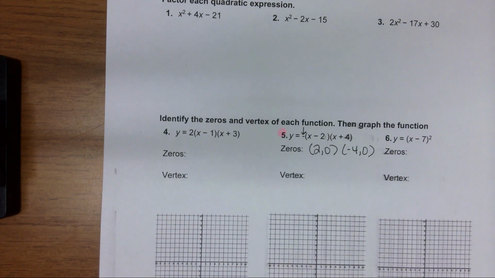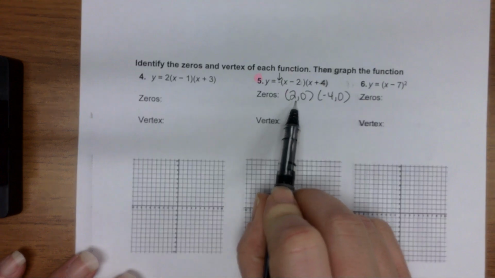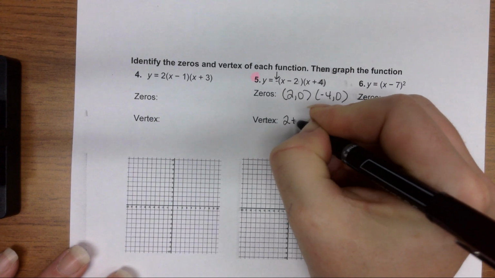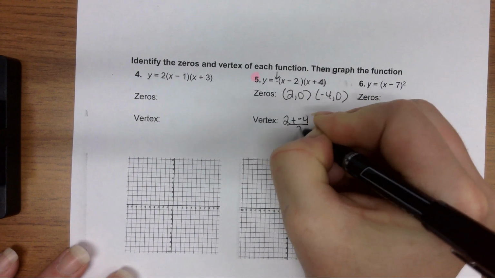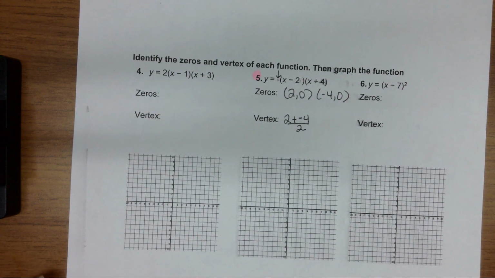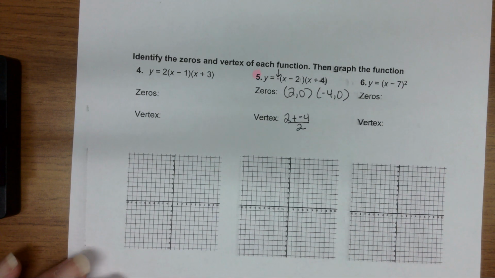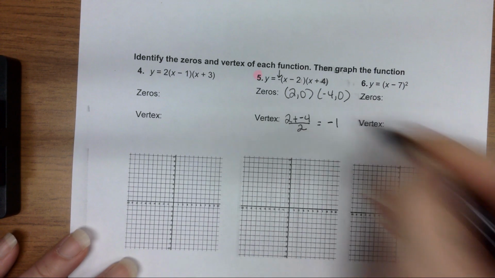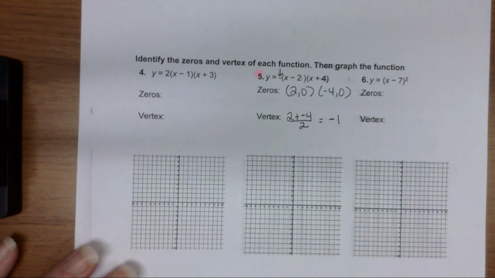How do we find the vertex? Well, since I don't have the standard form, you could go all the way back and FOIL it out. That's not too hard to do. But let's use the method that I just taught you. We're going to find the x-coordinate by going halfway in between our x-intercepts. So we're going to do 2 plus negative 4, and divide it by 2. What do we get for that? Negative 2 divided by 2, so negative 1. That's the x-coordinate of the vertex.